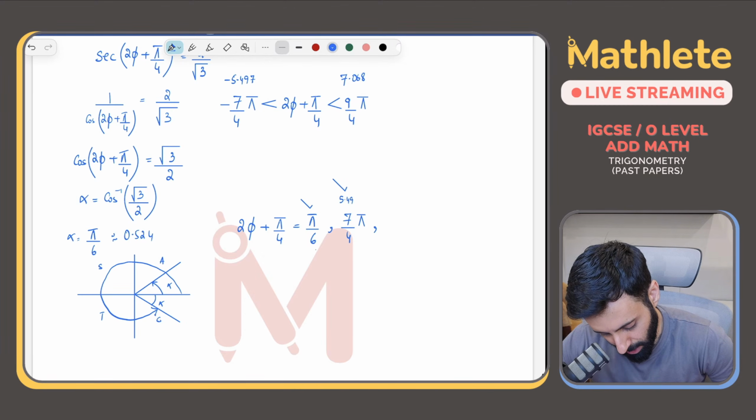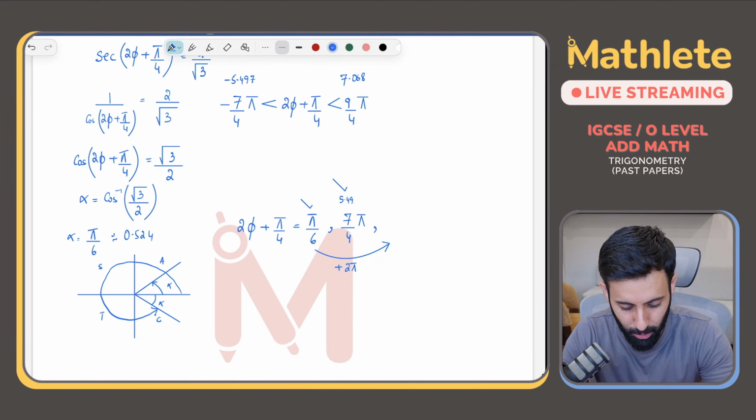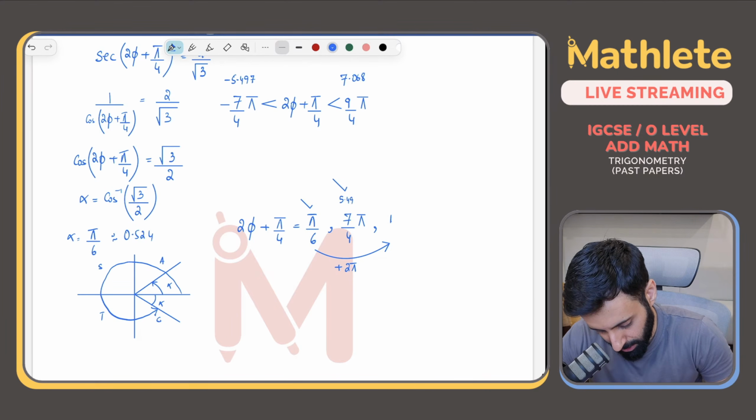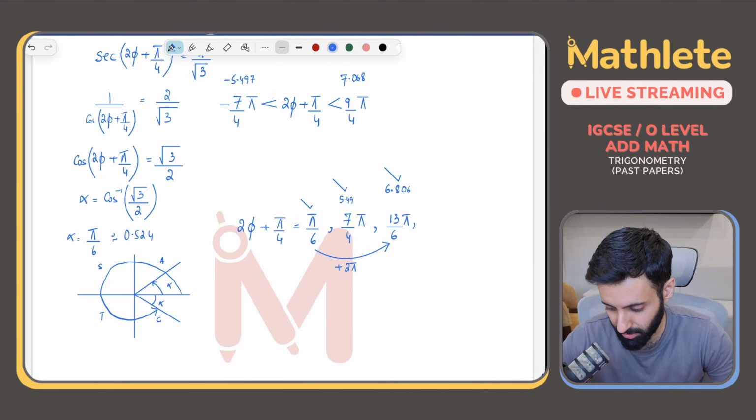How do I find out the next solution? To find the next solution, we now have to add 2 pi to the existing solution to see whether or not it falls inside the range. So let's do 2 pi plus pi upon 6. What's that equal to? That's equal to 13 upon 6 pi, the decimal value of which is 6.806, which means this is also inside the range.